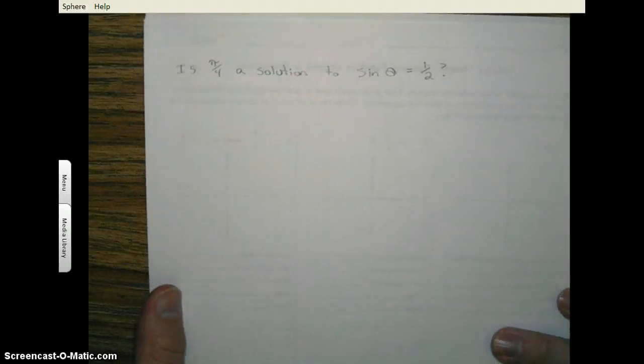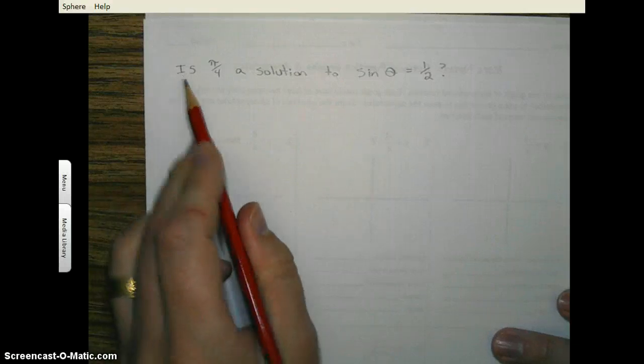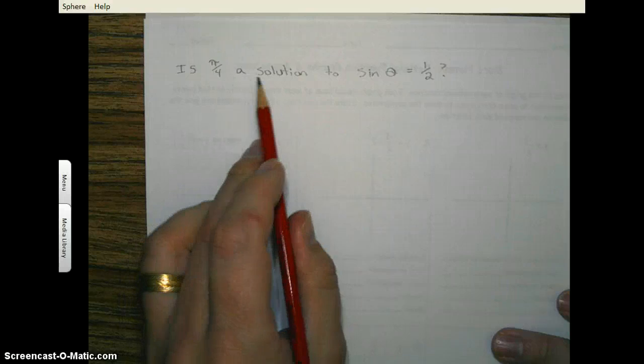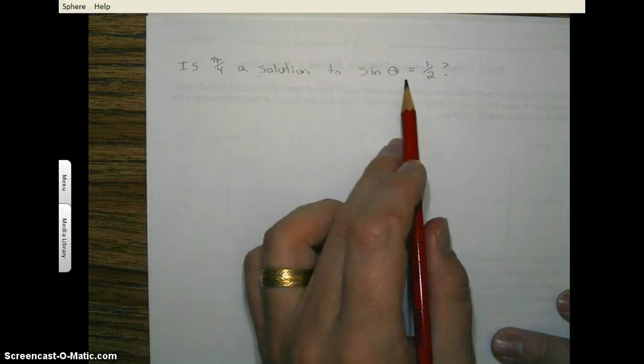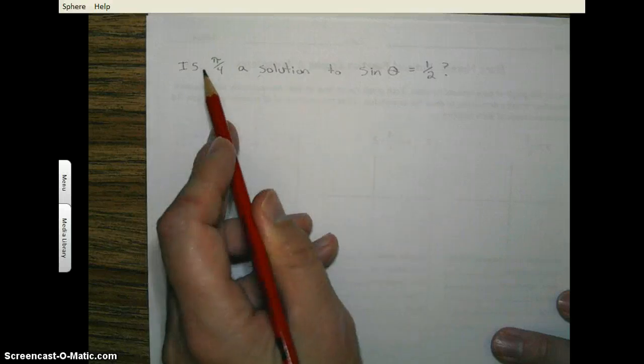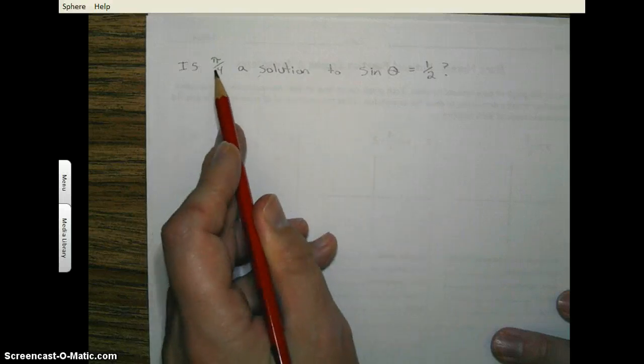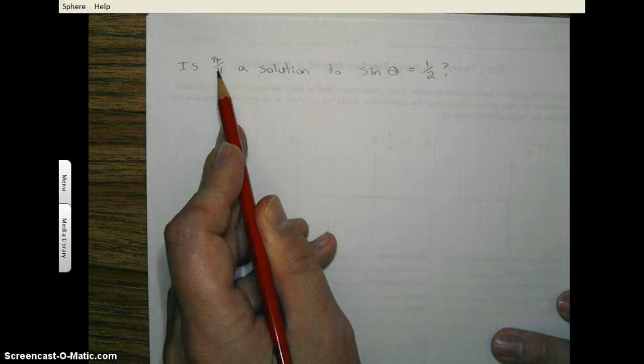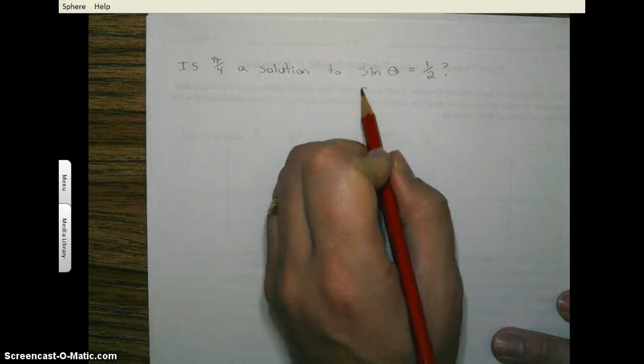Solving trigonometric equations. Let's take a look at this situation. We want to find out, is pi over 4 a solution to sine of theta equals 1/2? Well, to determine that, we're going to plug this in. Since this represents an angle in radians, we plug it in for theta.